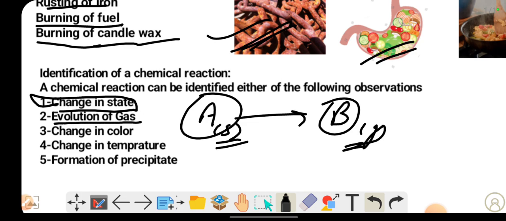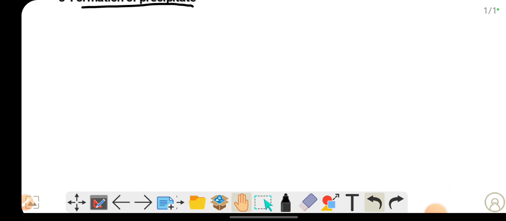And the second is evolution of gas. In a chemical reaction, gas can also be evolved. Like in several reactions, when zinc reacts with concentrated H2SO4, then hydrogen gas is evolved. And the third is change in color. Okay, change in temperature and formation of precipitate. So let's move further.